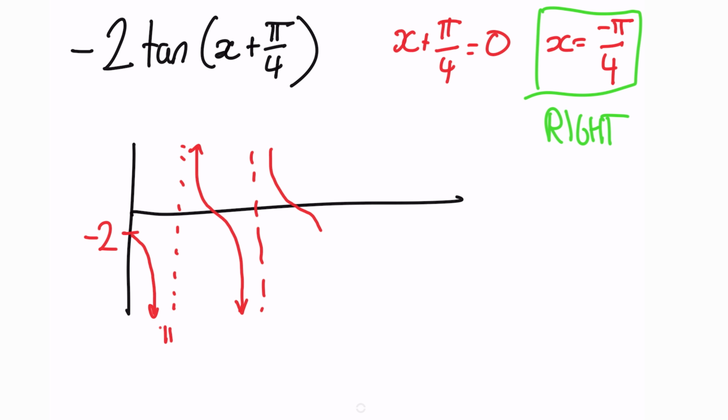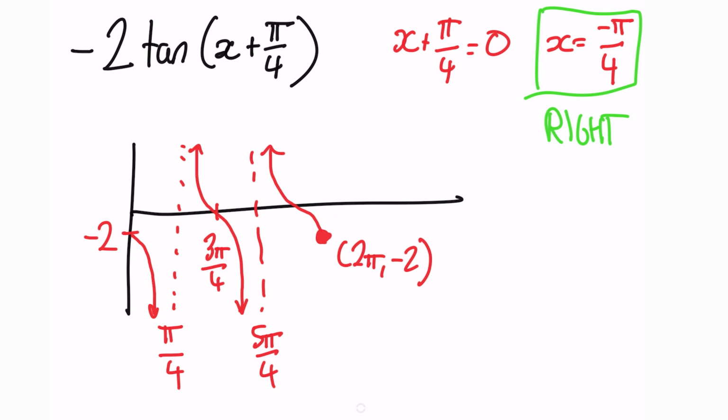The asymptotes will now be pi on 4 less than they were before. So this one was pi on 2. Now it's pi on 4. This one was 3 pi on 2. So now it's 5 pi on 4. And this is 2 pi -2. And this occurs at 3 pi on 4. 7 pi on 4.